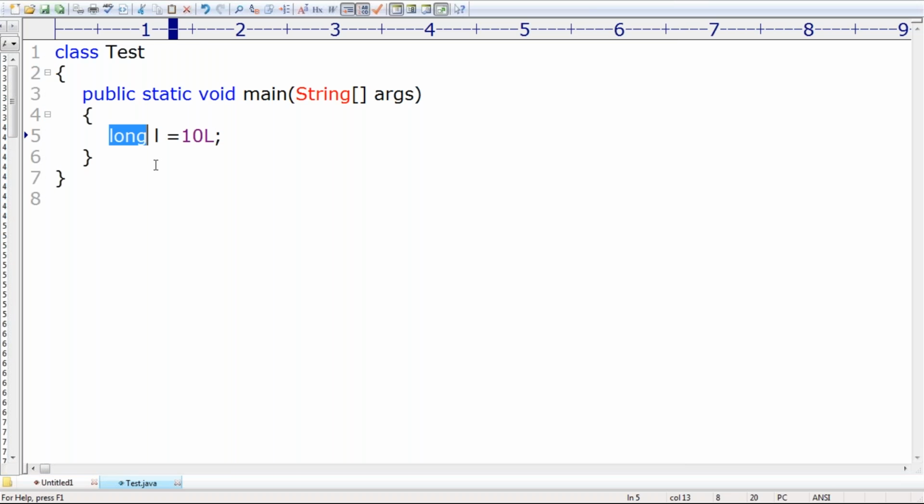Next, sir, I'm taking int x is equal to 10L. Is it valid or not? Immediately you have to respond: invalid. Why is it invalid?